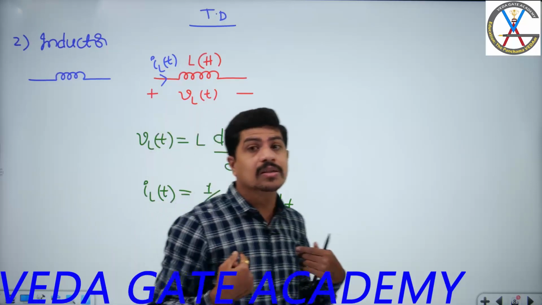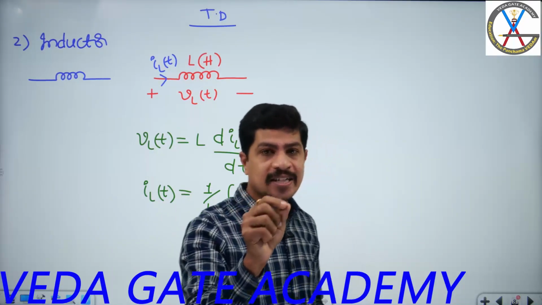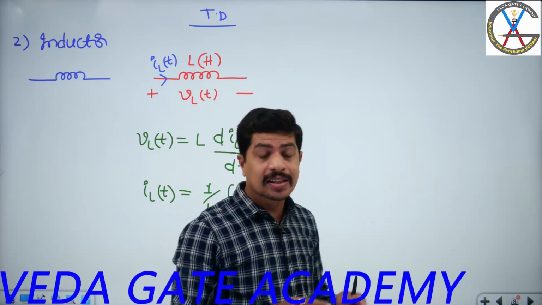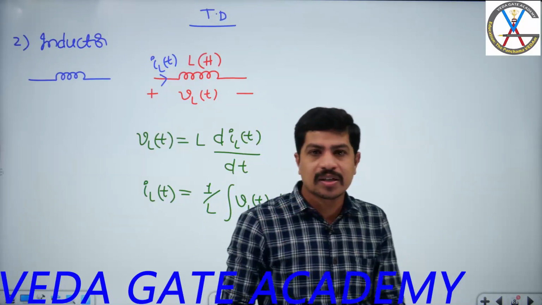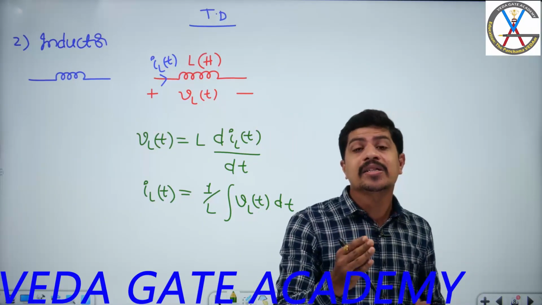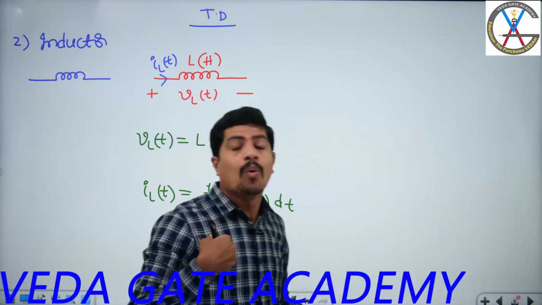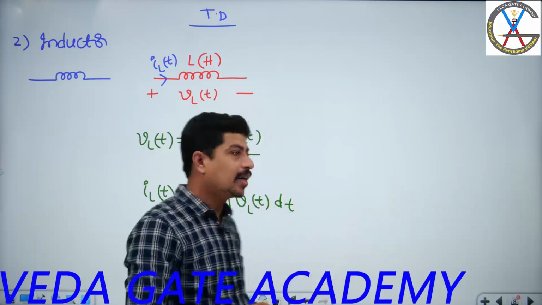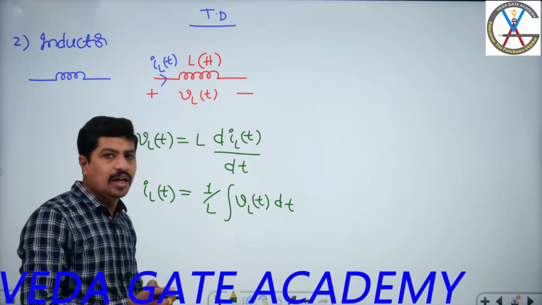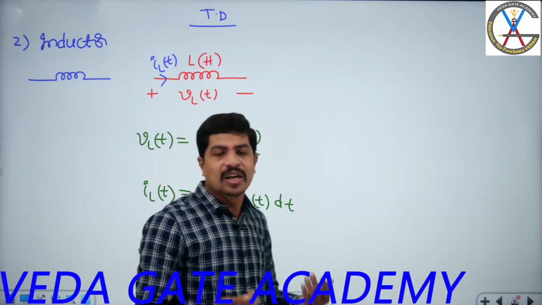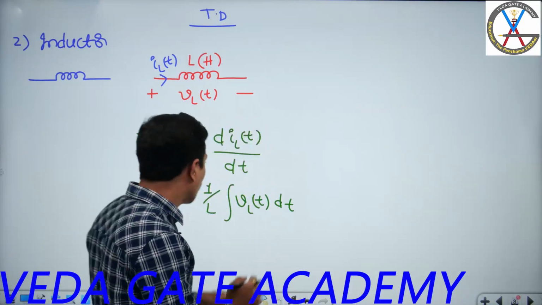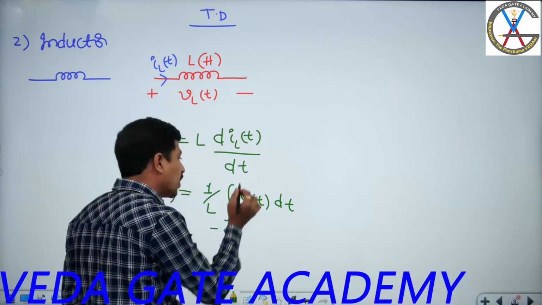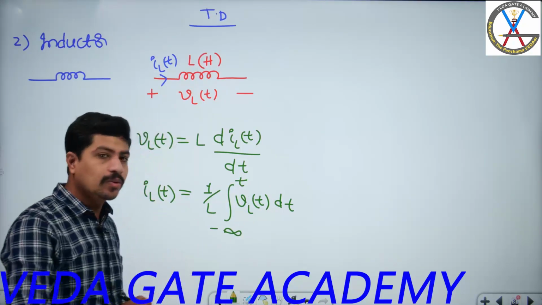Here I have to stress one thing, that is initial condition. I explained initial condition clearly. Initial condition is nothing but the initial energy present in the inductor. Inductor energy depends on current. Therefore, the initial condition of the inductor is the initial current. If I give the inductor initial current, then we have to take it into consideration. If I do not give it, then it will be 0. That's why I am not mentioning the integration limits. Actually, the integration limits must be minus infinity to t.